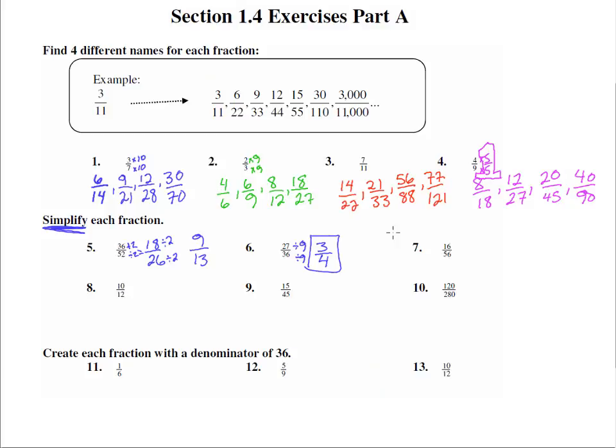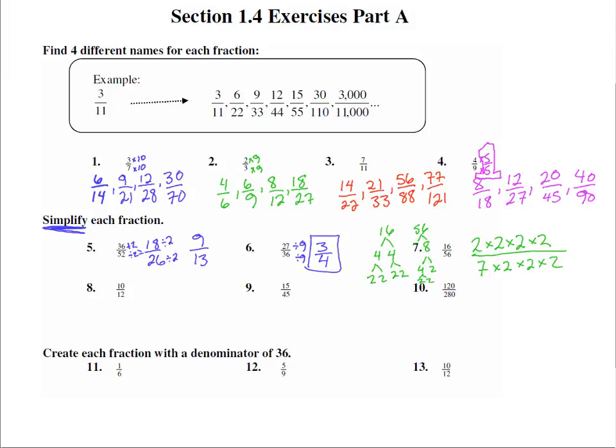16 over 56. I'm going to use for this one that special thing we learned with prime factorization. If we take 16 and find out what it's made up of, 4 times 4, 2 times 2, 2 times 2. So this is actually 2 times 2 times 2 times 2 on the top, and then 56. Let's break him up and see what he is. 56 is 7 times 8, and that's 4 times 2, and that's 2 times 2. So we get 7 times 2 times 2 times 2.